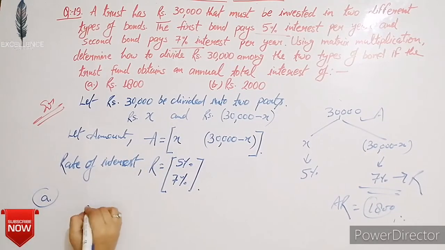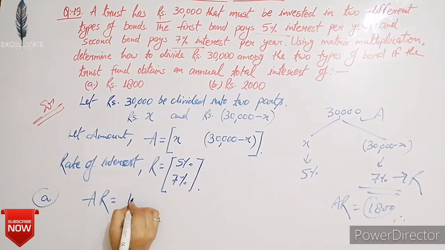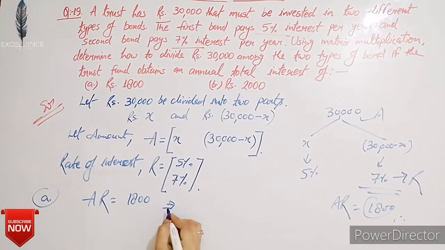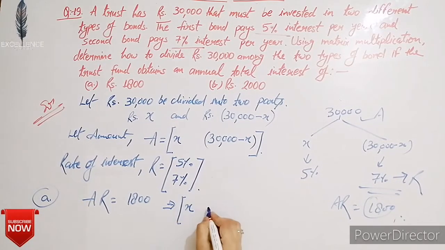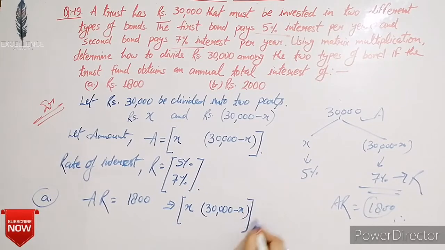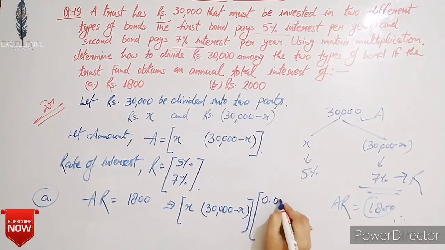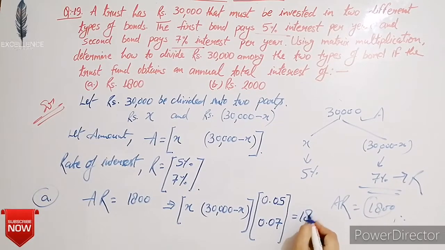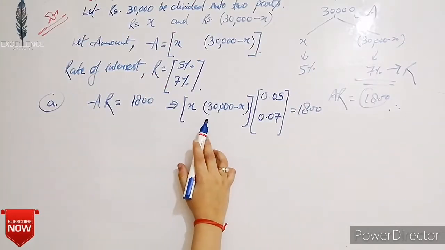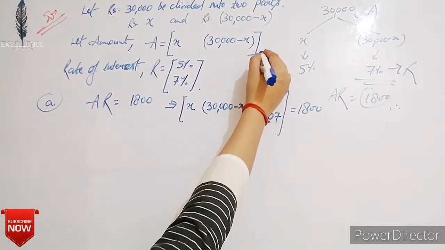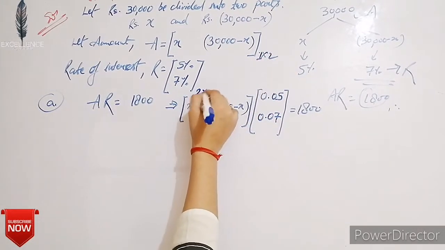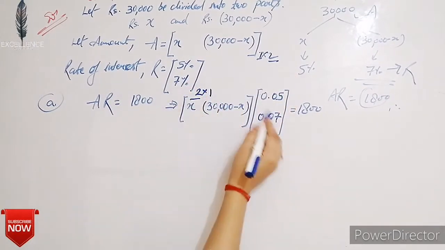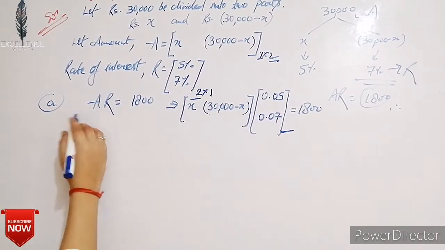Why? Let's clear it up. For the first part, we have AR equals 1800. Here we have to multiply the A matrix and the R matrix. That is the reason we take the A matrix as a row matrix and the R matrix as a column matrix. Because what is the order of A? The order of A is 1 into 2, and the order of R matrix is 2 into 1. Here the number of columns equals the number of rows, which is the required condition for the multiplication.